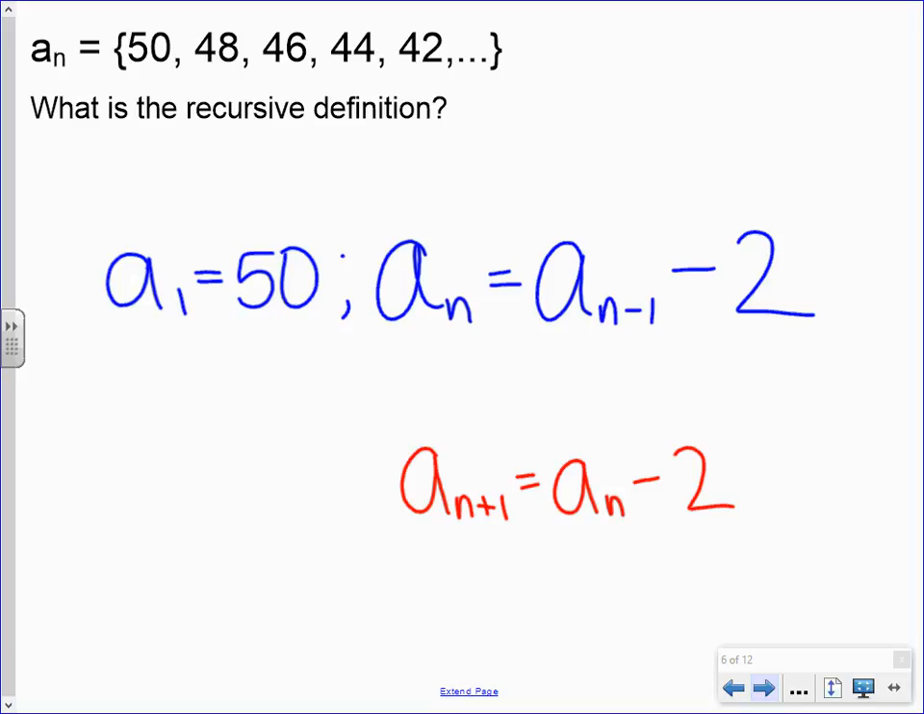Okay, did everybody define the first term and then write the rule? Shake your head, yes. Mrs. Holman, I did. Okay, good, back to your seat.